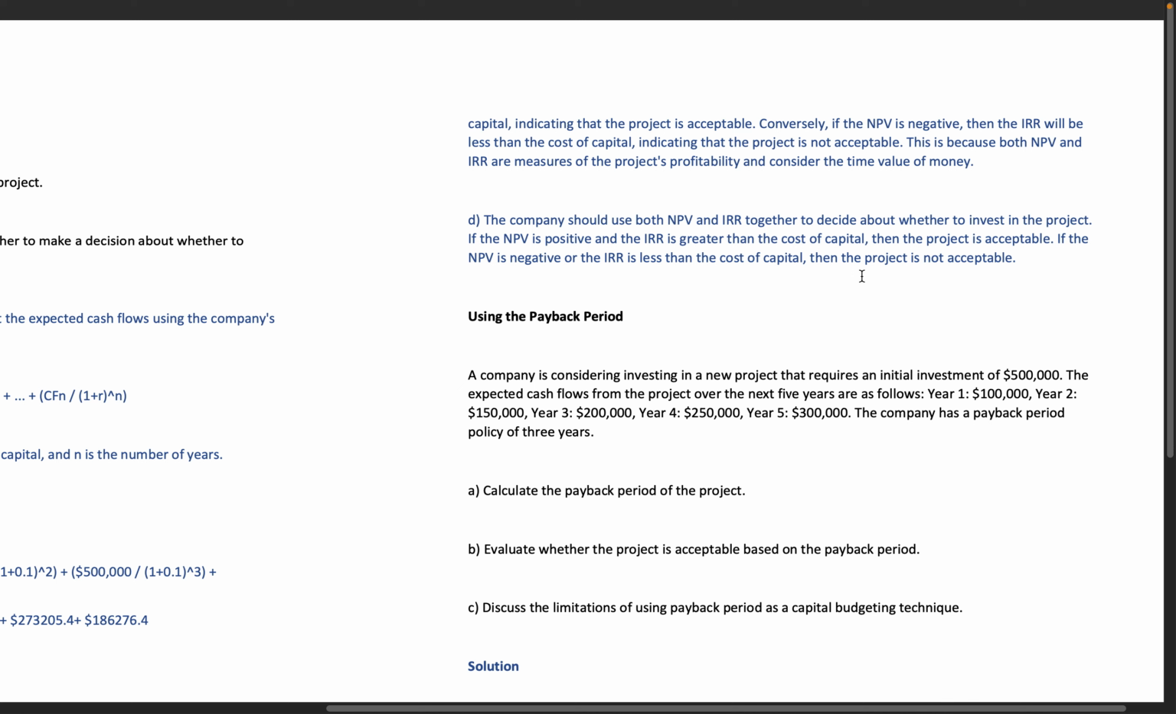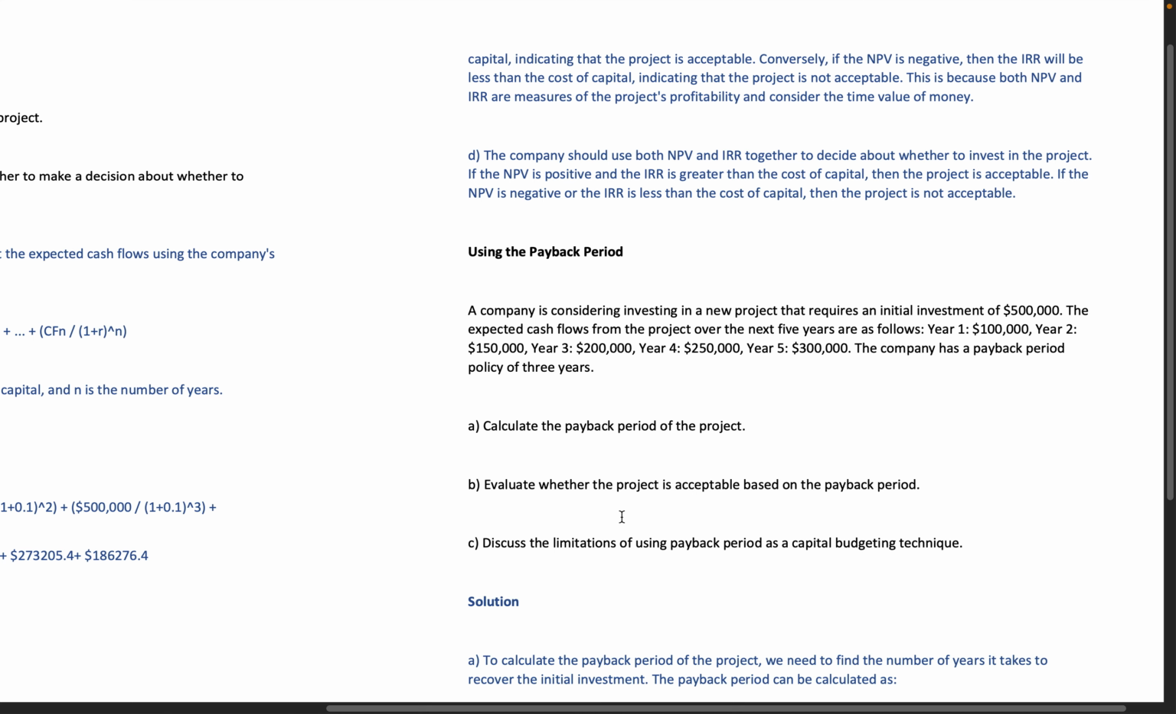So looking at the next question, which has to do with payback period, a company is considering investing in a new project that requires an initial investment of $500,000, and we see the expected cash flows 100, 150, 200, 250, 300. And the payback policy is 3 years. So first, calculate the payback period, evaluate whether the project is acceptable based on the payback period, and discuss limitations. Now that's a typical question that you could get in the exam.